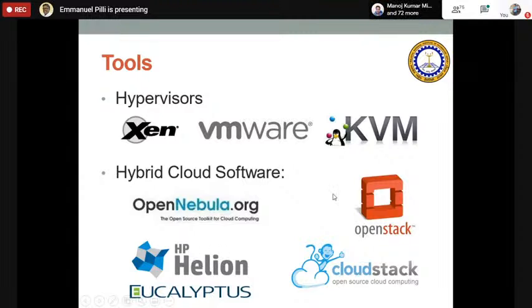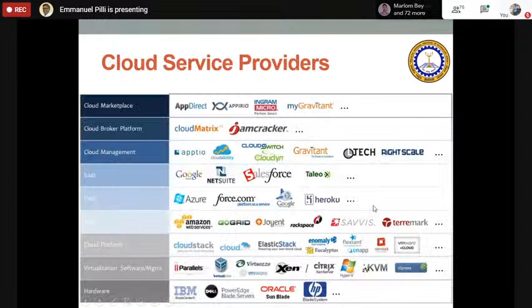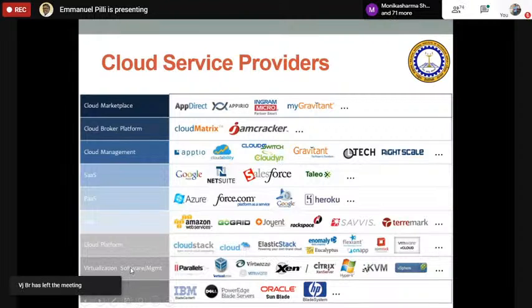So they have the Helion there. OpenStack is still an open source company and is quite popular. So the most popular among all of these is now OpenStack, right? So we look at that, and there are a lot of providers like this. So where you see hardware, the virtualization software, we have discussed some virtualization software, Xen and KVM and VMware.